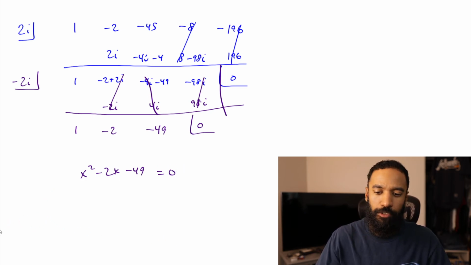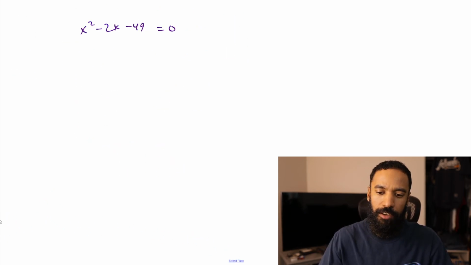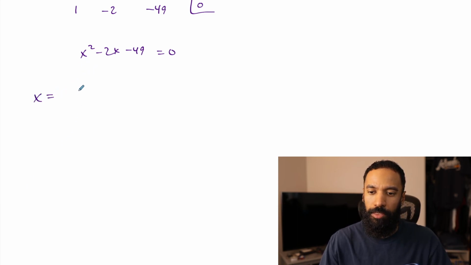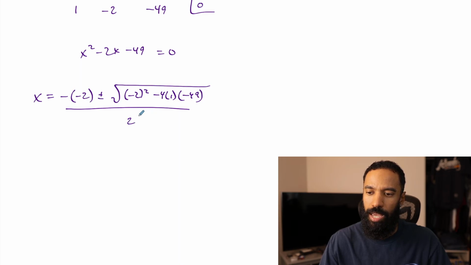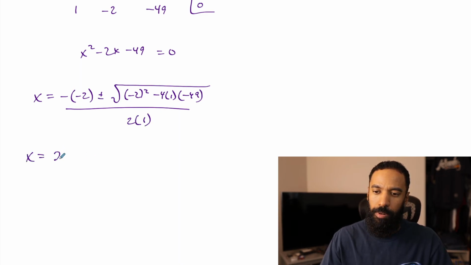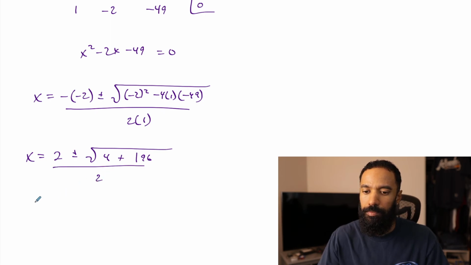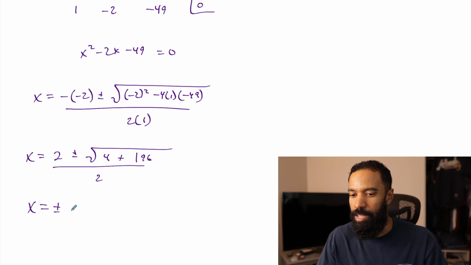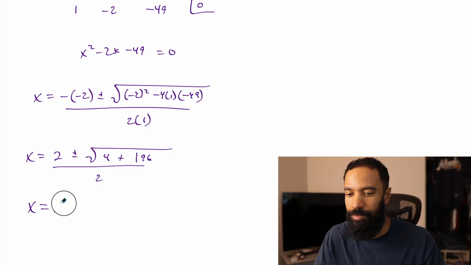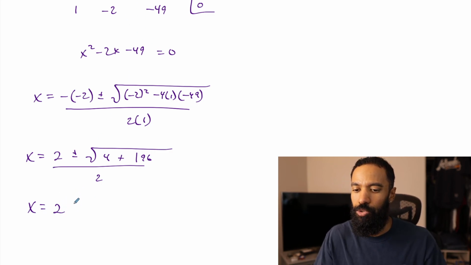I didn't do the quadratic formula last time, so let's just do it right now and then cap this off. I'll write out the formula: negative b plus or minus the square root of b squared minus 4ac, all divided by 2a. So positive 2 plus or minus the square root of 4 plus 98 times 2, which is 196, over 2. That's 2 plus or minus root 200, divided by 2.